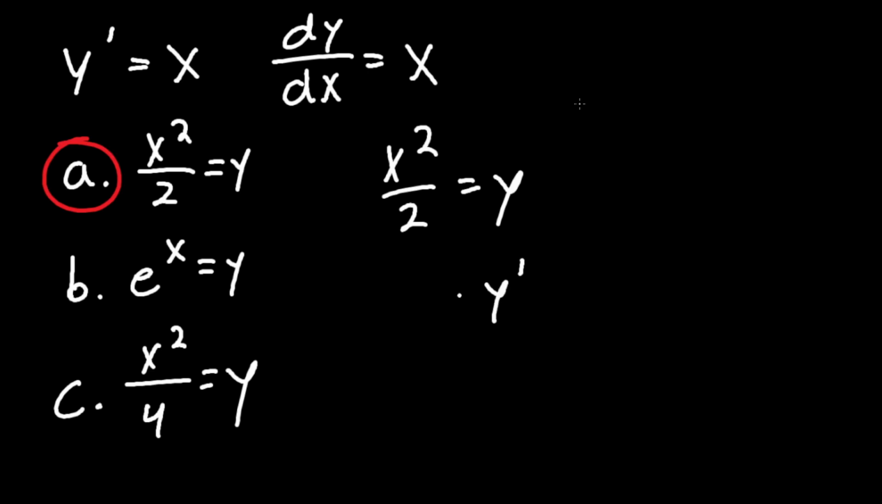So we have a y prime here, so we don't have to worry about the y. We're not plugging in y, we're just plugging in y prime. We're seeing if y prime is equal to x. What's y prime? Well, y prime is the derivative of x squared over 2, which is simply x. If we plug in x for y prime, we get x is equal to x. And this is a solution to the differential equation.